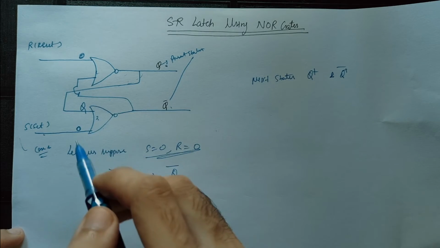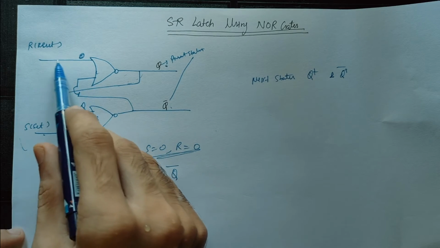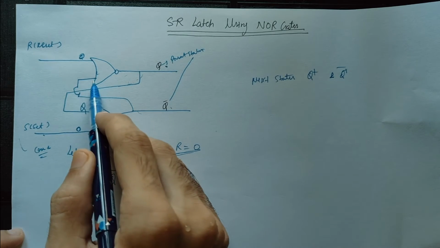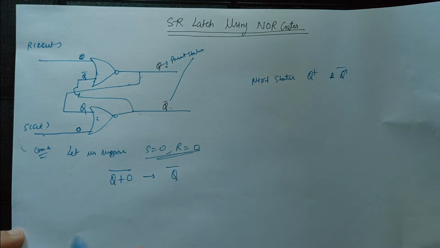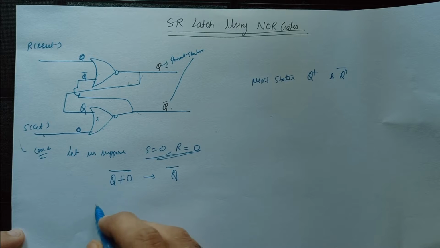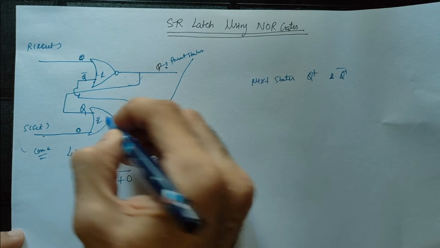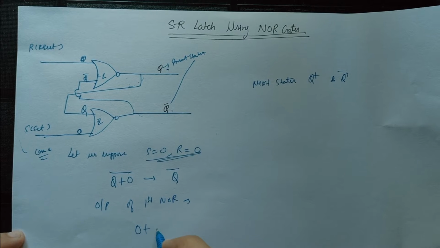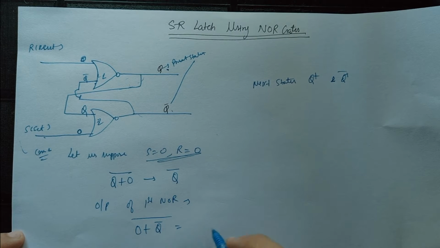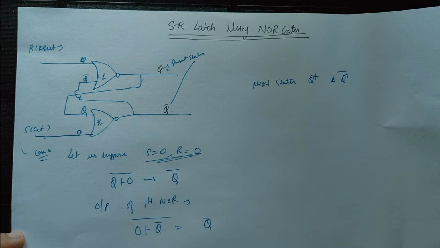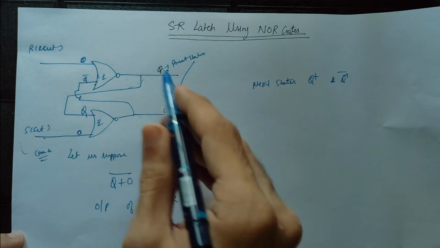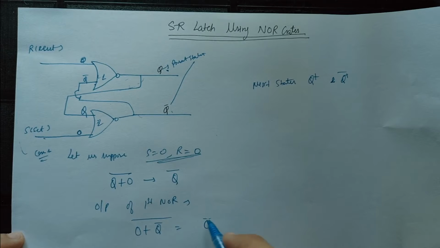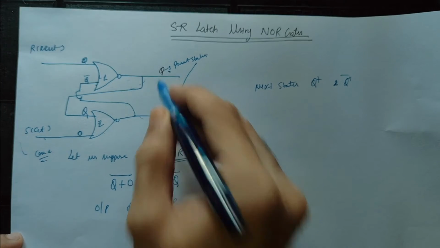And here, reset is 0 and the other input is Q bar. So what would be the output of the first NOR gate? It would be the complement of 0 plus Q bar. 0 plus Q bar would be Q bar, as we know 0 OR X is X, and the bar is due to the NOR gate because there is a bubble here. So the complement of Q bar would be Q. So this would be Q.